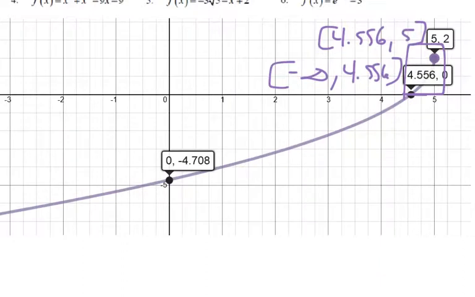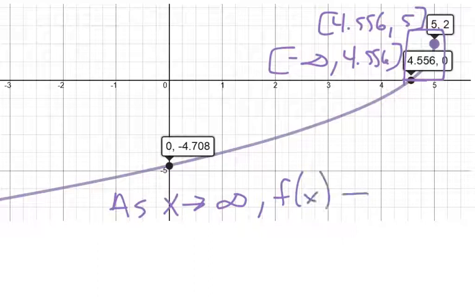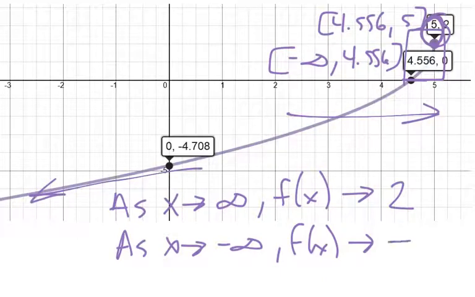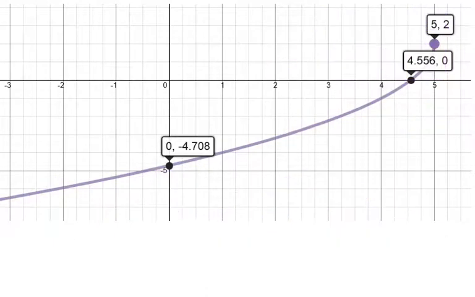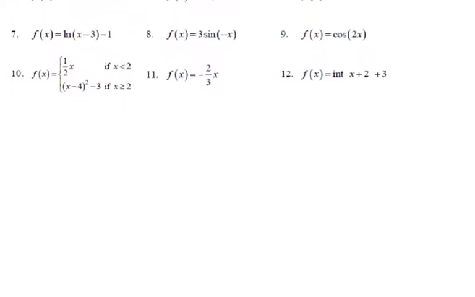End behavior and symmetry. There is no symmetry because there's no way that we can get this to work. So, end behavior. As x approaches infinity, f of x approaches, and as x approaches negative infinity, f of x approaches. So as we go to the right, we approach that y value of 2. As we go to the left, we keep going down, down, down, we approach negative infinity. Done with that one. So 2 more to hit on this page.